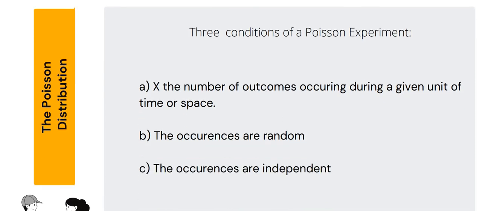Actually, I could say that it's not the conditions. The first one is important. The condition number one is: X is the number of outcomes occurring during a given unit of time or space. So this is the keyword in class. When you get a question and the question mentions time, that will be the Poisson distribution.